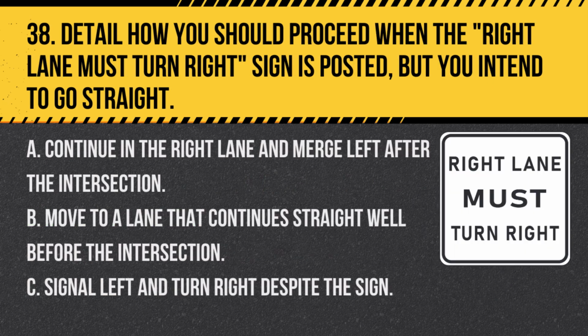Question 38. Detail how you should proceed when the right lane must turn right sign is posted, but you intend to go straight. A. Continue in the right lane and merge left after the intersection. B. Move to a lane that continues straight well before the intersection. C. Signal left and turn right despite the sign. Answer: B. Move to a lane that continues straight well before the intersection. Proper lane selection is crucial for following road signs and signals.